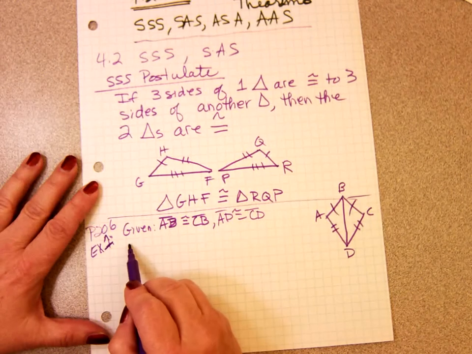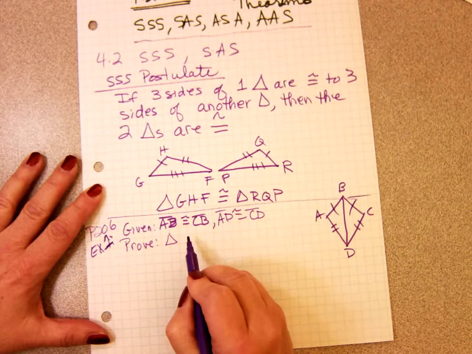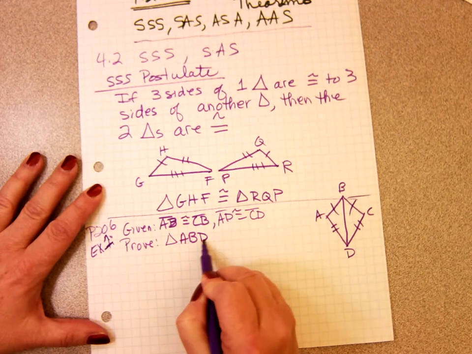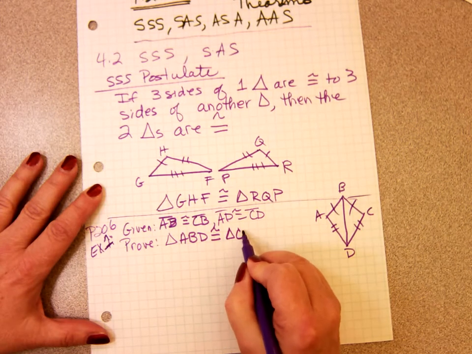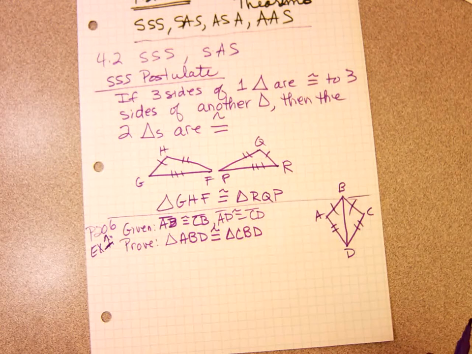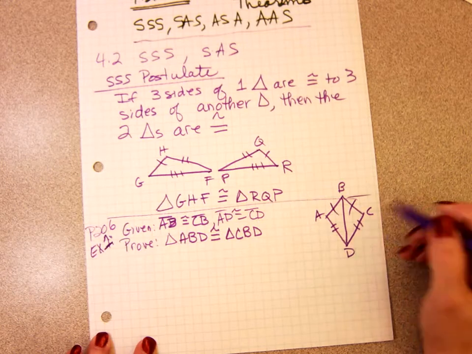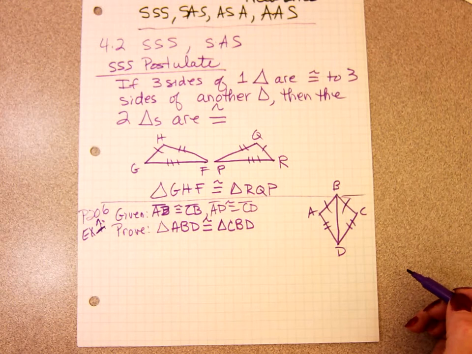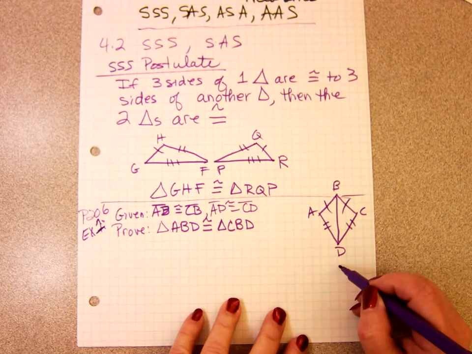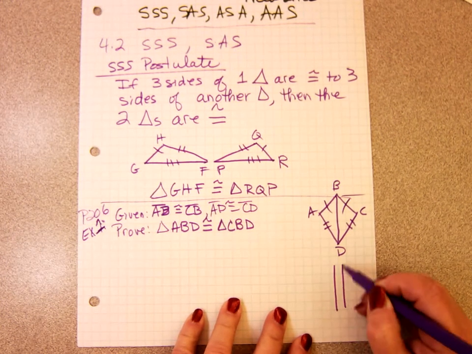Okay, so they want us to prove that triangle ABD is congruent to triangle CBD. So here's ABD and here's CBD. So before we actually start the proof, in the book they show you a flow chart proof. I want to do a standard two-column proof. But before I begin, I actually want to redraw these two triangles, and I'm going to separate them.